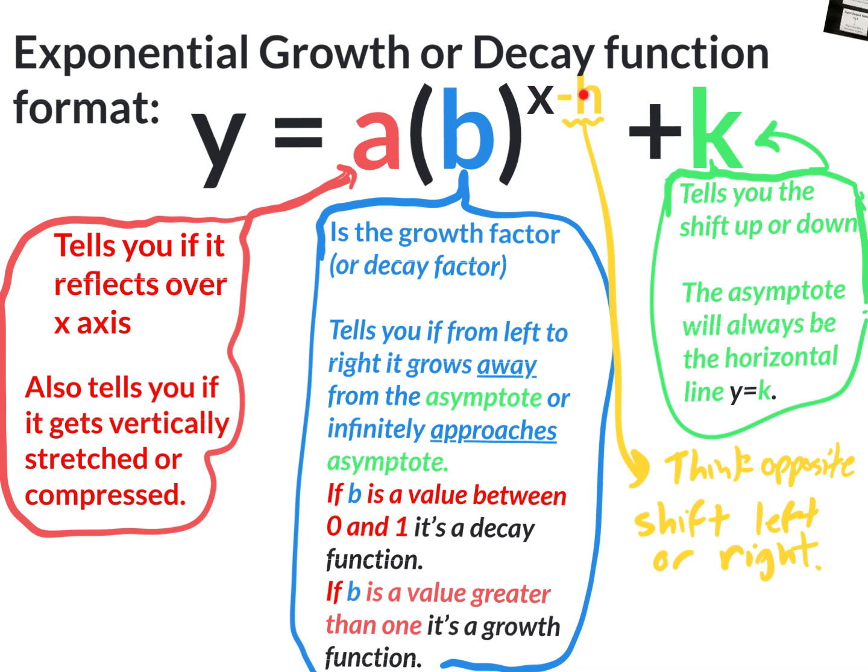Now, if you didn't have an h, it's really easy because anything to the power of 0 becomes 1, then multiply that by whatever number you have out here, and then add or subtract whatever you have at the end, and that'll tell you where it crosses the y-axis. And we'll do a couple of examples of these in a bit.